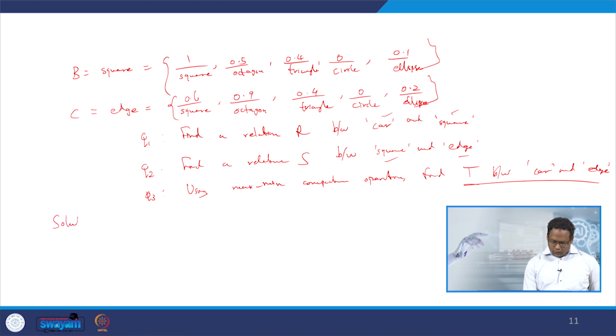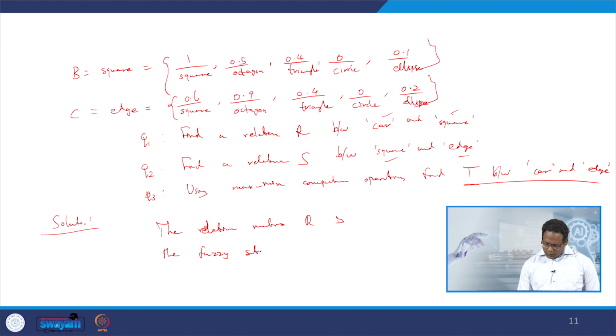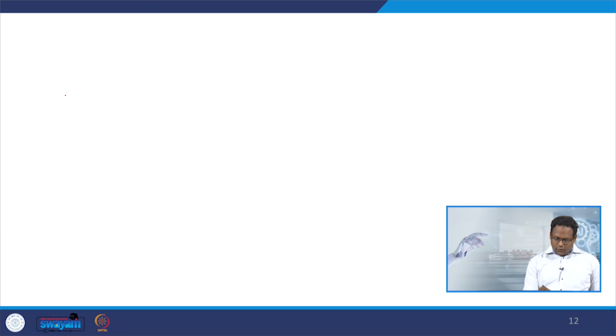The solution is the matrix, the relation matrix R, which is the relation between the fuzzy sets A and B. Okay. So now, let us see how R can be obtained.